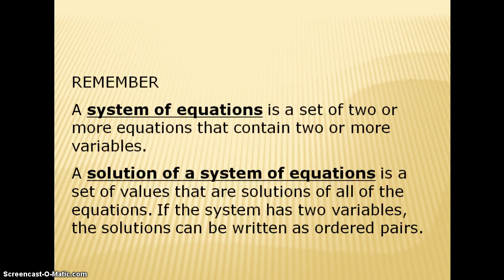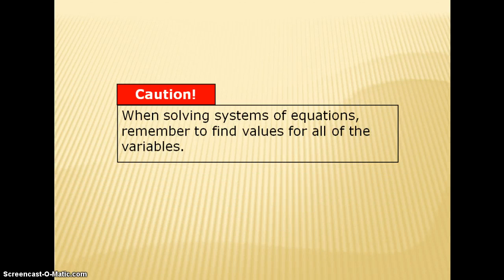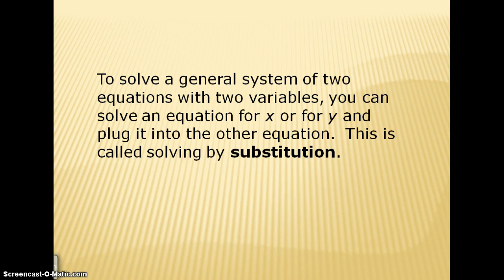Remember, a system of equations is a set of two or more equations that contain two or more variables. A solution of a system of equations is a set of values that are solutions of all of the equations. If the system has two variables, the solutions can be written as ordered pairs. When solving a system of equations, remember to find values for all of the variables. To solve a general system of two equations with two variables, you can solve an equation for x or for y and plug it into the other equation. This is called solving by substitution.